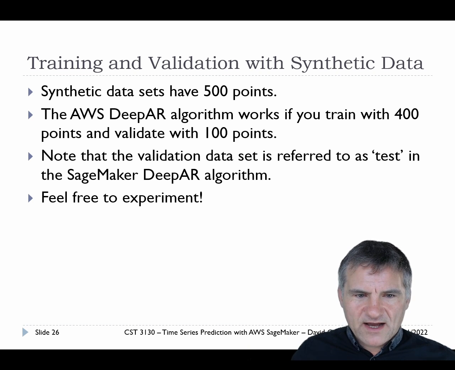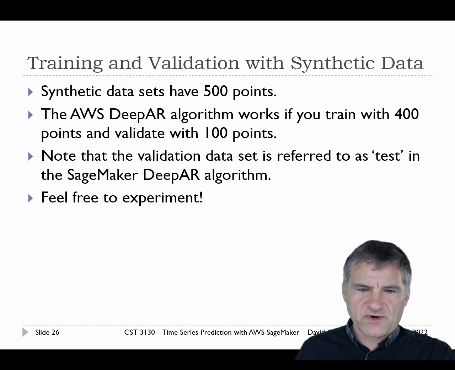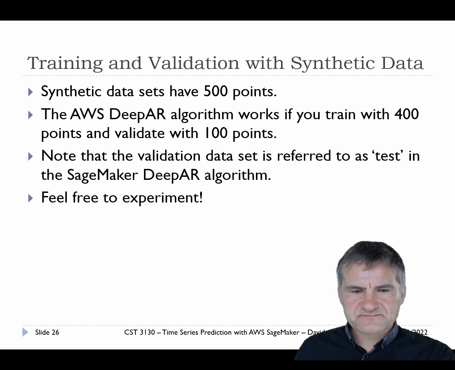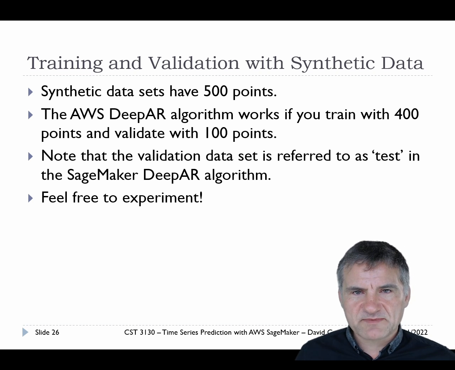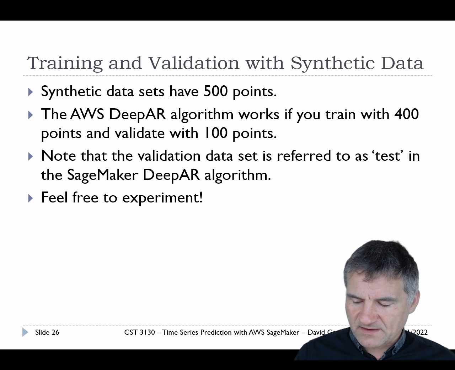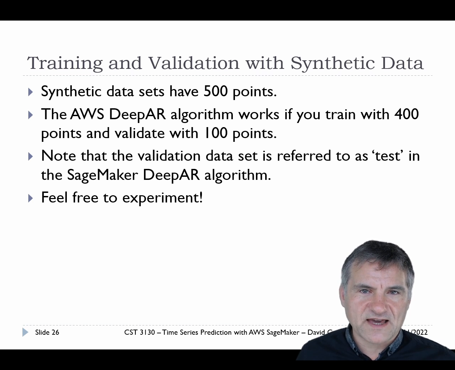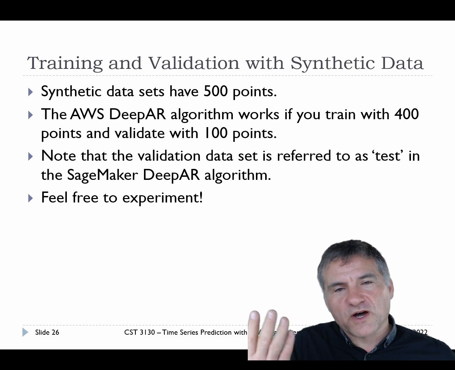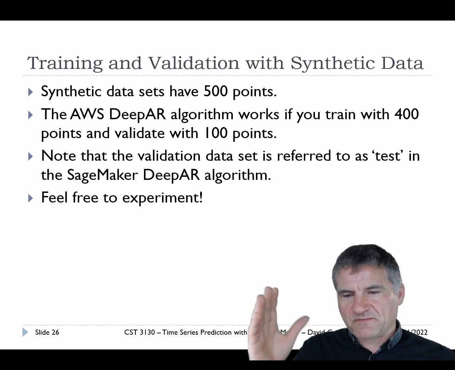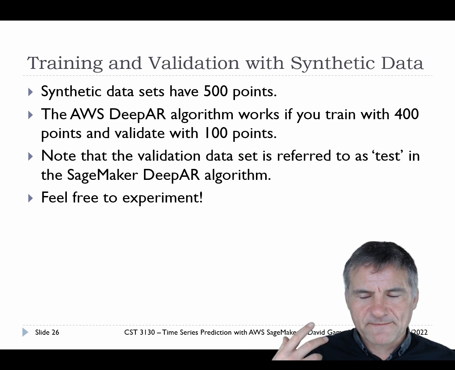The deep AI algorithm, which is the one we're going to be using on SageMaker, works well if you train on 400 points and validate with 100 points. It's a little bit confusing because, as I'll explain when we come to setting it all up, the algorithm refers to the complete data set as a test data set, whereas technically I think it's a validation data set. But setting that slight verbal complication aside, we're basically splitting the data into 400 for training and then the complete data set for validation.